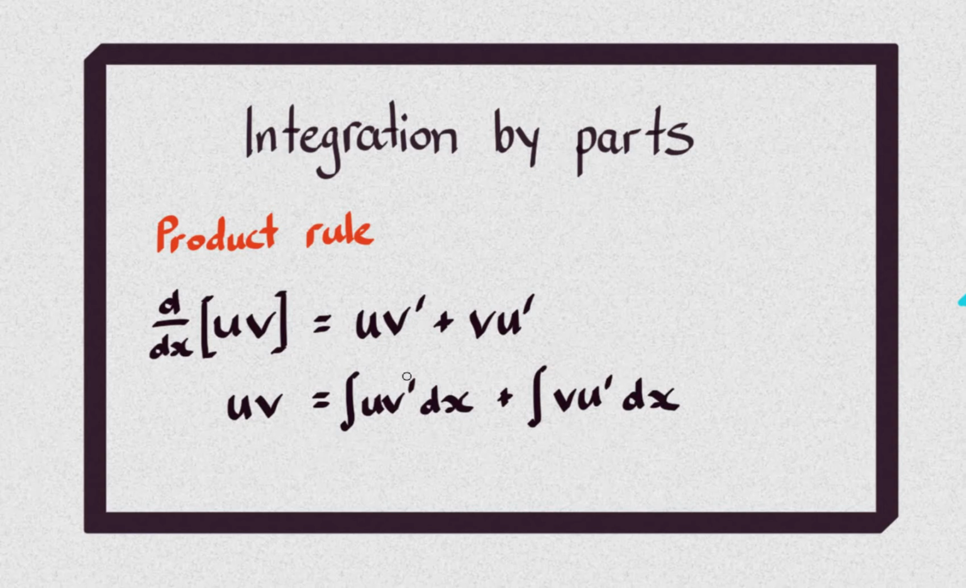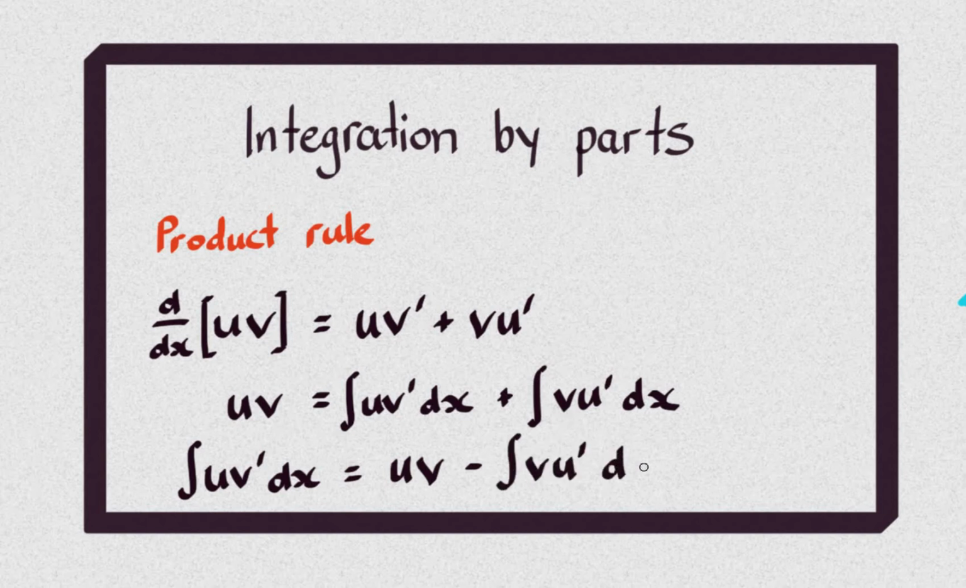If we then decide to make the integral of uv dash the subject, then that means we've subtracted this integral from both sides. So we have uv minus this integral, vu dash. And this is the rule for integration by parts.